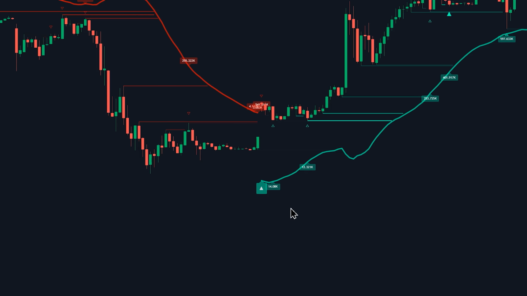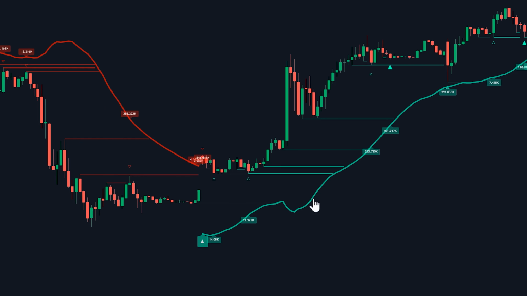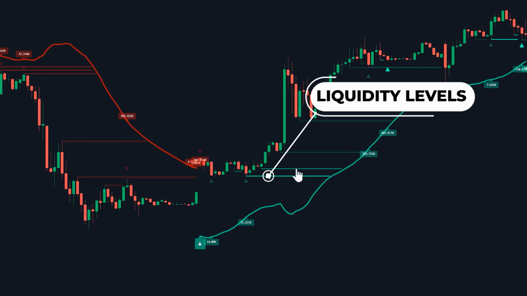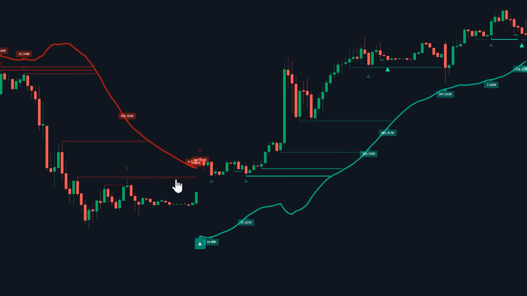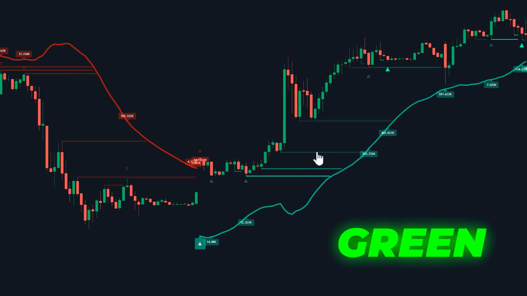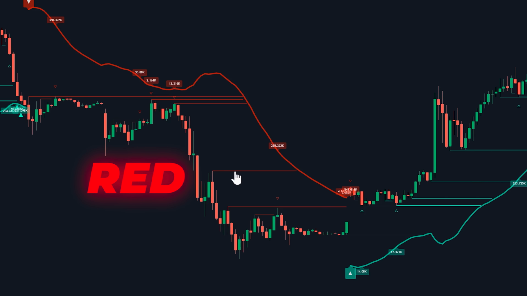The trend filter works by calculating a basis and defining trend shifts when the closing price crosses above or below the upper or lower bands, respectively. Next, we have these horizontal lines, which represent liquidity levels. They appear in different colors depending on the trend. In a bullish trend, the lines are green and indicate sell-side liquidity. In a bearish trend, the lines are red and indicate buy-side liquidity.